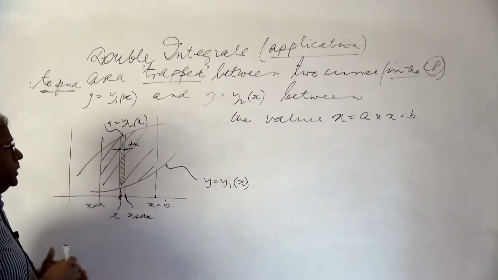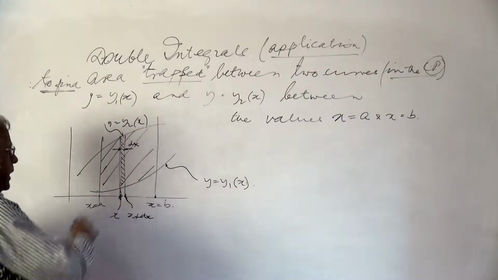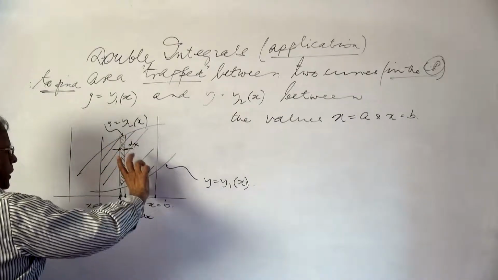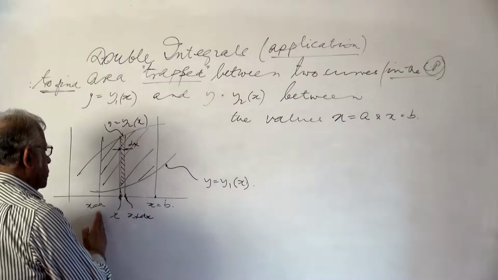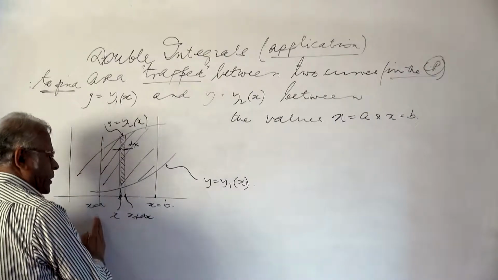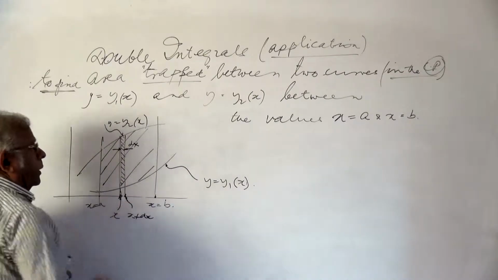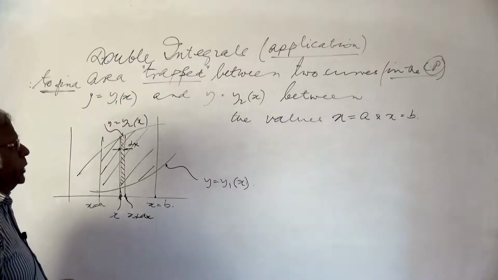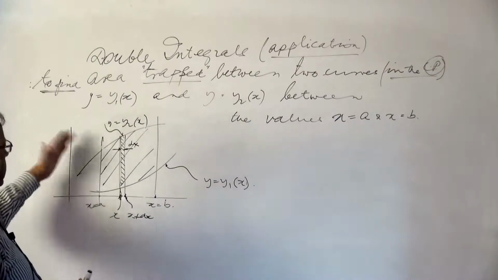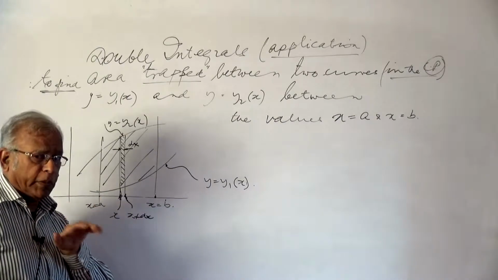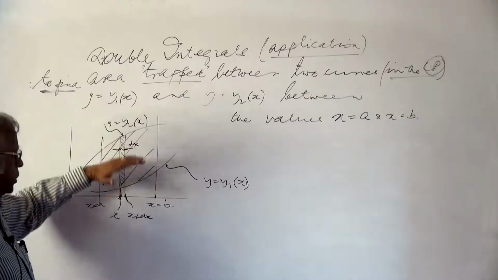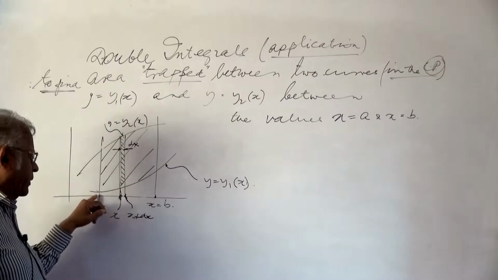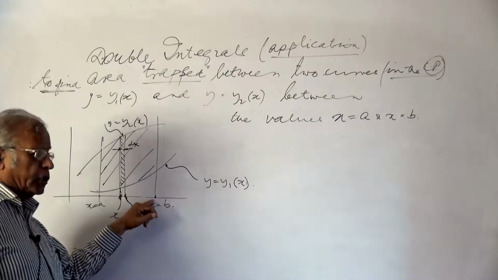So this is our problem. We want to find this entire shaded area that is trapped between these two curves, between two boundaries of x, x = a and x = b. That is how the problem can be enunciated: to find the area trapped between two curves whose equations will be given, and two values of x are given, x = a to x = b.